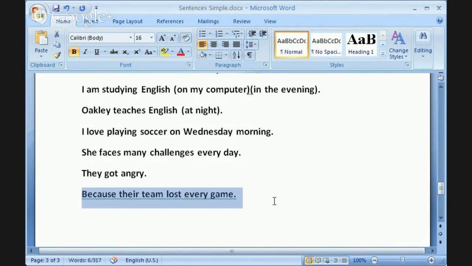Going back to Gregory's original, look, it even gave me a green line in Microsoft Word. This is not a sentence because it is not a complete idea. It is an incomplete idea because their team lost every game. Why did their team lose every game? What was the result of the team losing every game? It is an incomplete thought. So there you go. It has to be a complete thought.